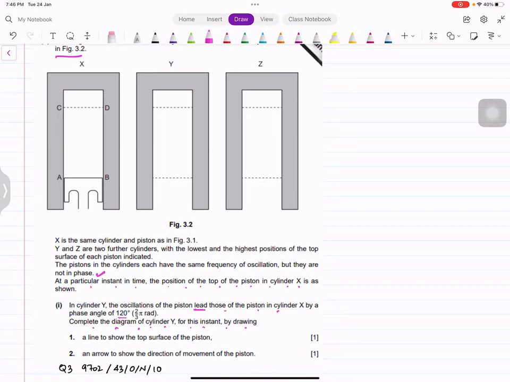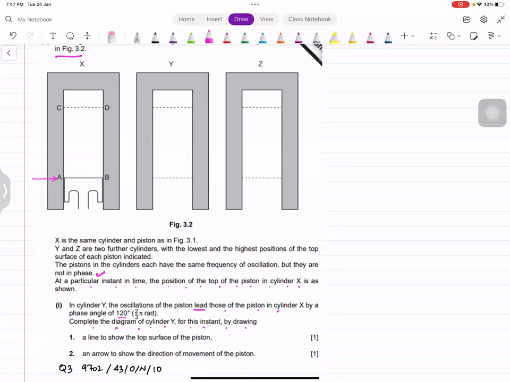Now, again, right now it's saying that this piston is right here, but the next piston, which has the same angular speed, basically oscillates at the same frequency. It's saying Y is 120 degrees ahead of it, so it's different from there. Understood? Now we need to make the piston where it might be right now with respect to A and B. Understood?